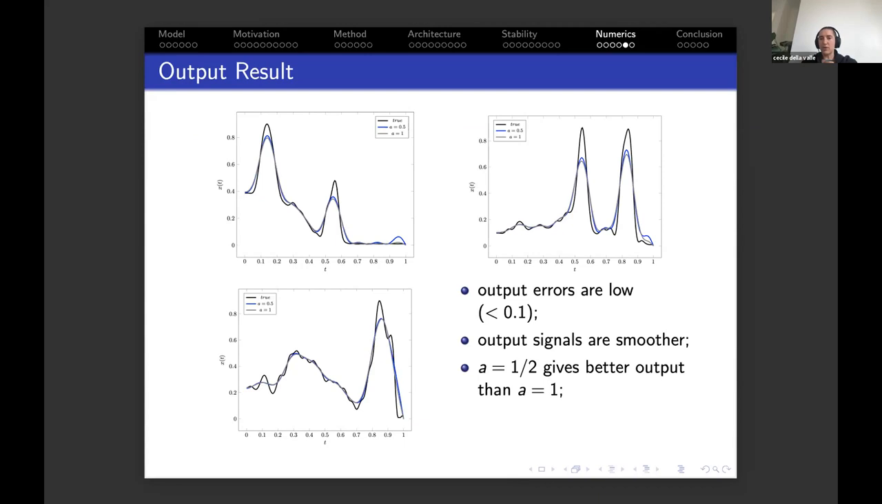The output signals are smoother than the expected signal. And when a equals 0.5, it gives a better output, which is consistent with the theory, because the problem is less ill-posed when a equals 0.5.